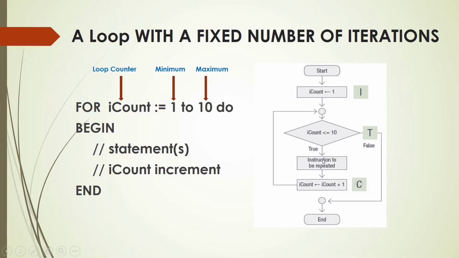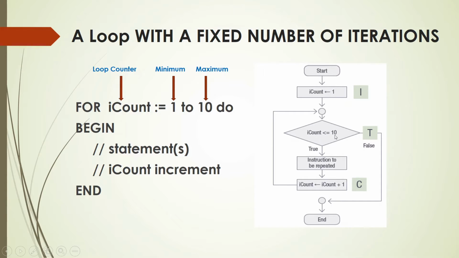If it is true and the value of iCount is less than or equal to 10, I then execute statement or statements inside the begin and end block. So instructions to be repeated inside the begin and end block. I then increment my counter, C, for change. The counter variable in an incremental for loop increases or increments by 1 each time there's an iteration. I go back up and the value of i now becomes 2.